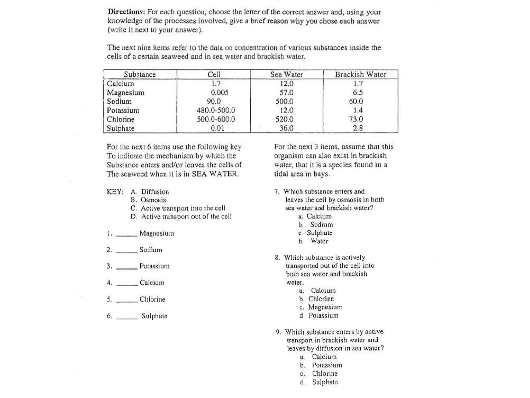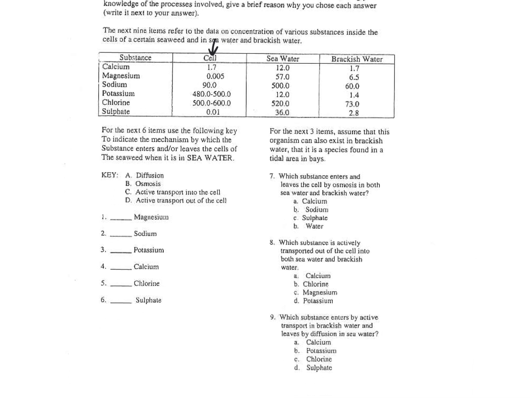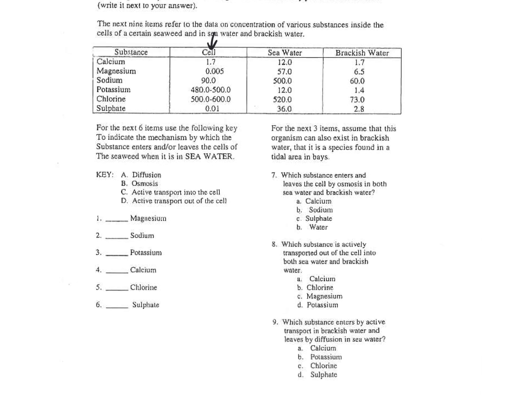So there are 6 substances listed: calcium, magnesium, sodium, potassium, chlorine, and sulfate. And the level that's listed in the cell is what the cell wants to be at. Meaning, it's really what the cell needs to be, because if it's not at those levels, then the cell could die. So these are the levels that the cell needs to remain at.